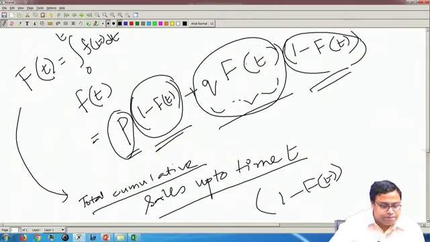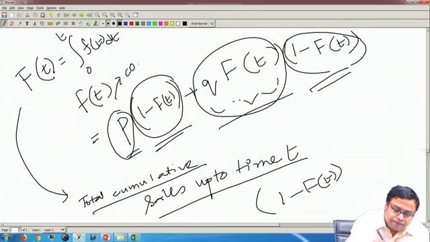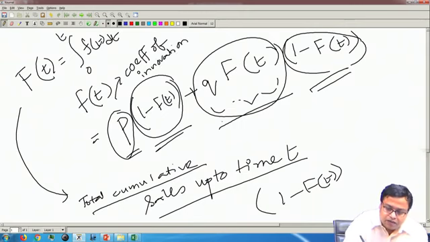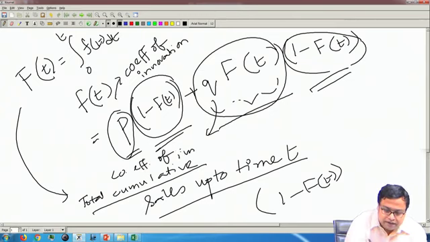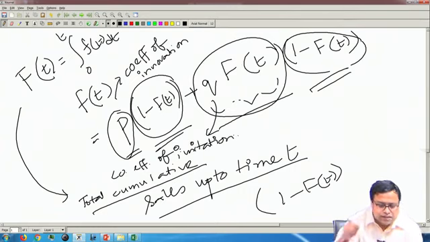So, this P is called the coefficient of innovation, and this Q is called the coefficient of imitation. And these two have huge meaning.